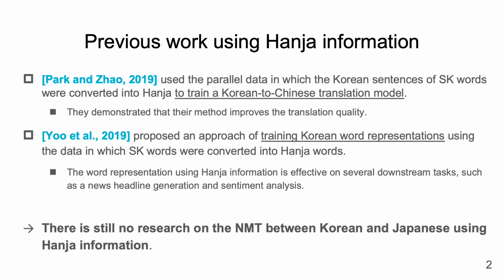Some studies have focused on exploiting Hanja information, and Park and Zhao used parallel data in which the Korean sentences of SK words are converted into Hanja to train a Korean to Chinese translation model. In addition, Yo et al. proposed an approach of training Korean word representations using the data in which SK words were converted into Hanja words. However, there is still no research on the NMT between Korean and Japanese using Hanja information.